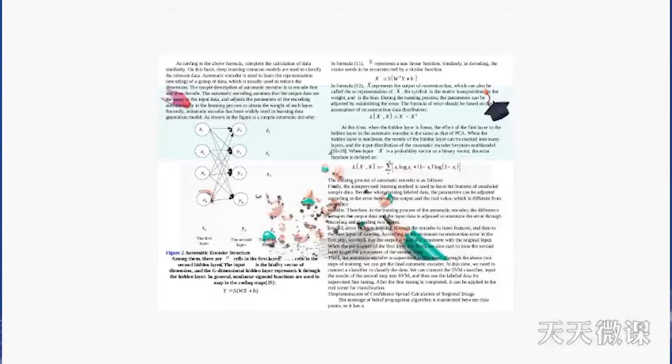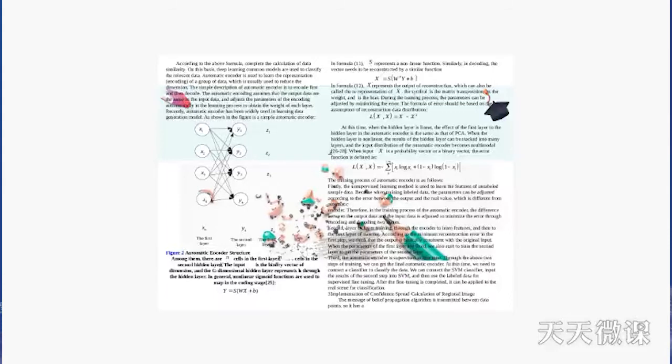Second, layer by layer training, through the encoder to learn features, and then to the next layer of training. According to the minimum reconstruction error in the first step, we think that the output is basically consistent with the original input. When the parameters of the first layer are fixed, we also start to train the second layer to get the parameters of the second layer.